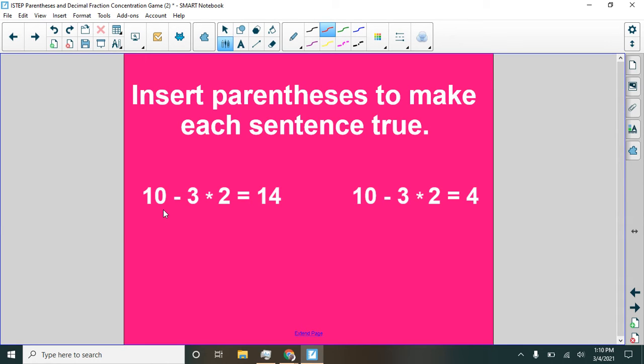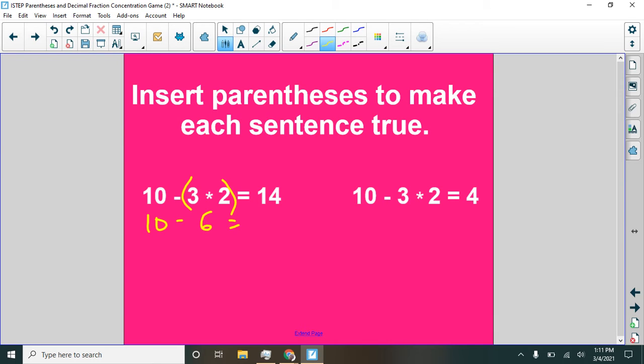So this is a good chance for a strategy that's just called guess and check. You're just going to put the parentheses in. You're going to guess where they might go. And then if you're right, great. And if you're wrong, you'll just change it. Okay, guess and check. So I'm just going to guess here randomly. Okay, 3 times 2. 3 times 2 is 6. 10 minus 6, does that equal 14? No. So it wasn't there.